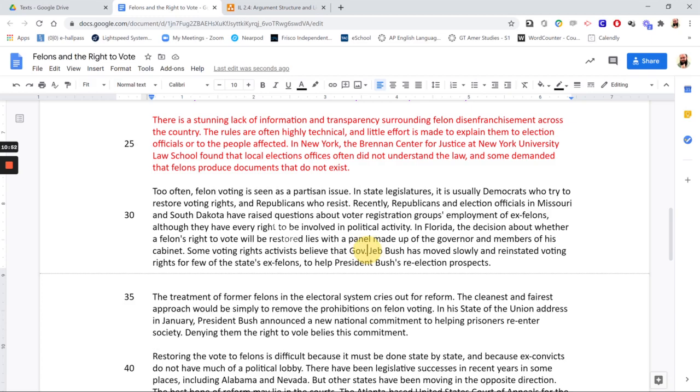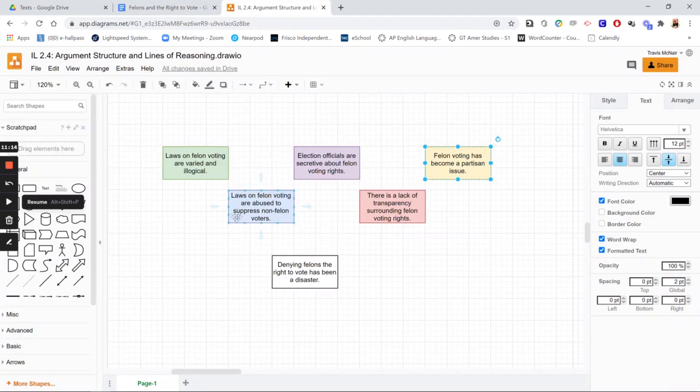All right, so there's another paragraph with a claim that comes up here towards the beginning. Felon voting is seen as a partisan issue, and that's kind of what this paragraph is about, although this paragraph isn't proving the fact that some people see this as a partisan issue. It's arguing that this has become a partisan issue. So that's where we're going to really write it out. And there we go. Our final paragraph is in a box now. Felon voting has become a partisan issue.